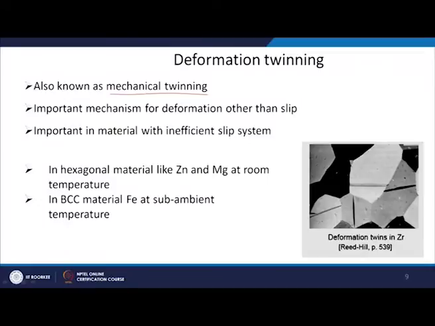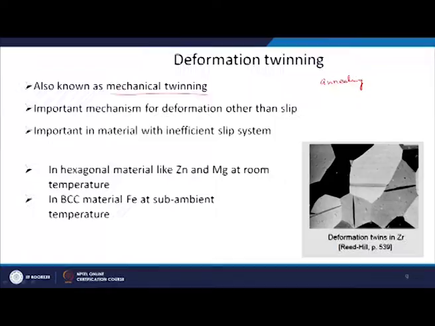So, deformation twinning is also known as mechanical twinning, because twinning can be due to two reasons. One is through the deformation process, and for that we call it mechanical twinning. Sometimes twins form during the annealing process also. So, those twins are called annealing twins, formed during the transformation and so on, and these are because of some mechanical deformation. That is why these are called mechanical twins, or you can call this deformation twinning.